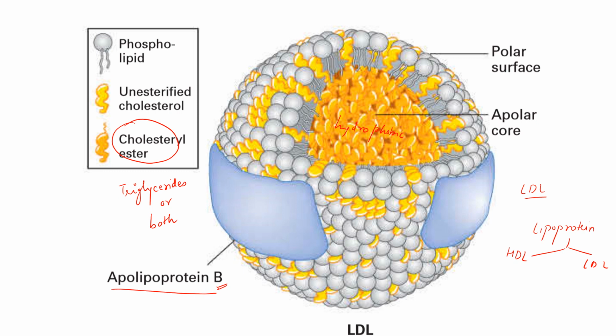So, to summarize the structure of LDL, we have the outer layer which is amphipathic, made up of phospholipid, cholesterol and protein. Then we have the inner core which is hydrophobic.